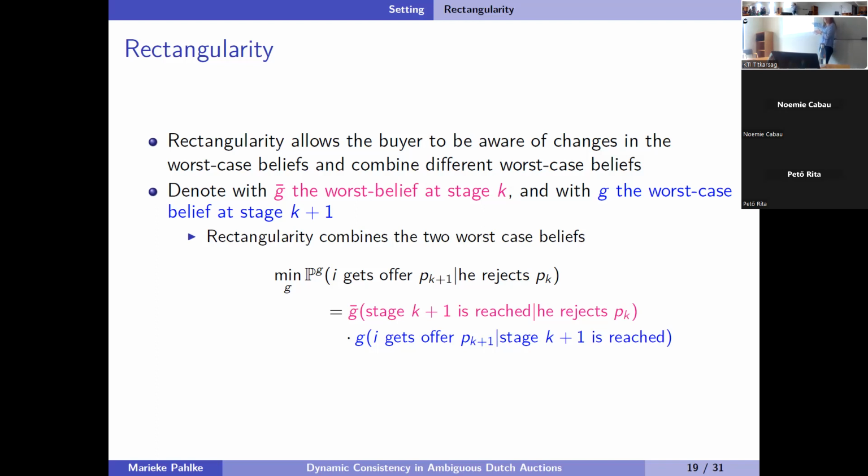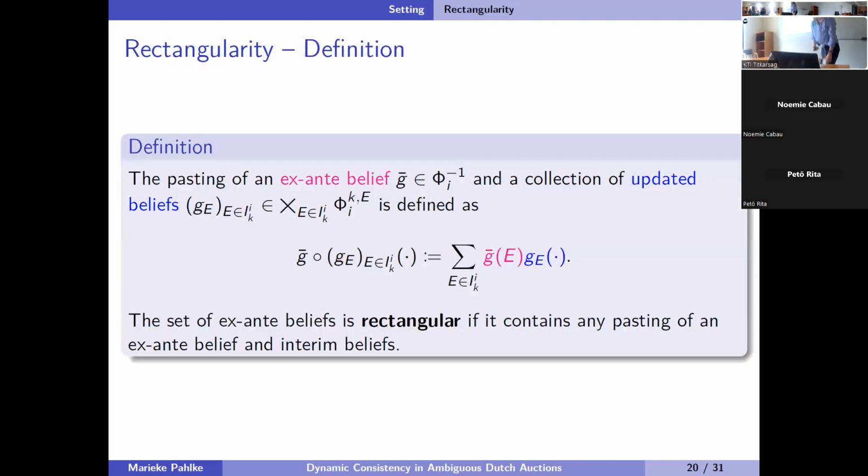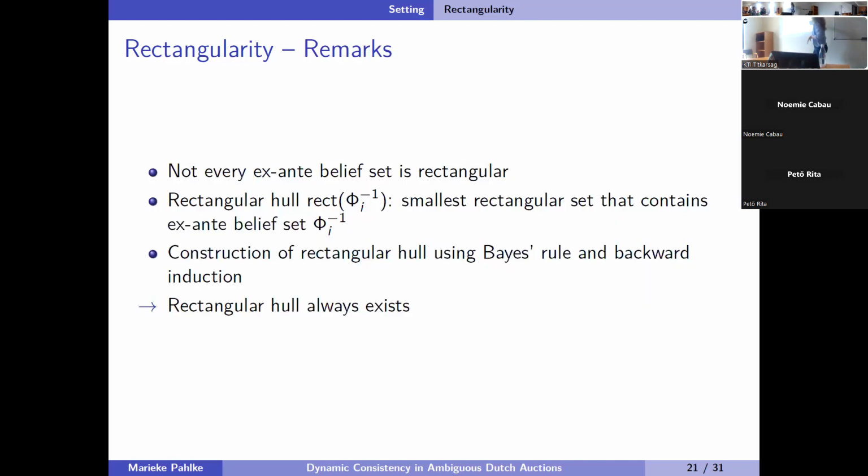And this basically gives us backward induction, because it ensures that your ex-ante worst case expected utility is just the weighted sum of the interim worst case expected utilities. And this rectangular hull always exists, that's the formal definition, but that's what I just told you. So we can always close our belief set under this relation. We can always construct it with basically a backward induction procedure.